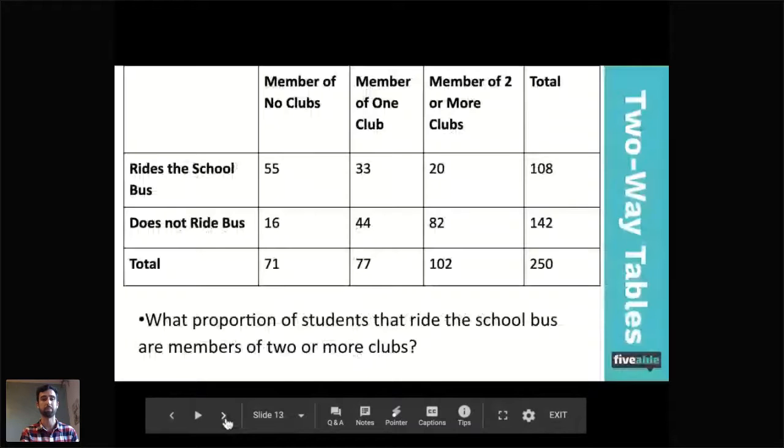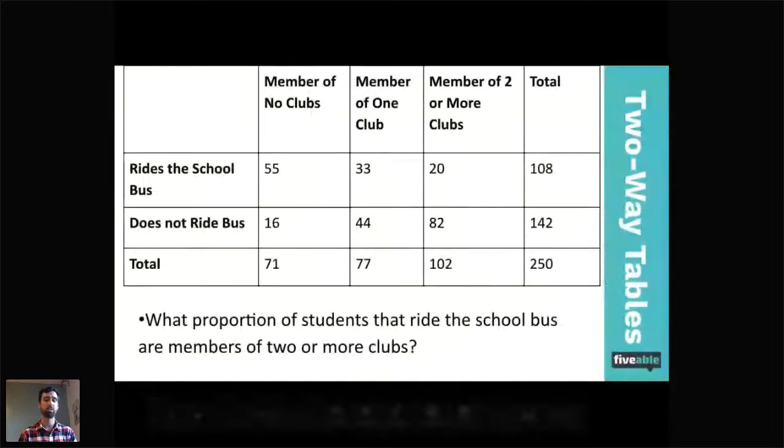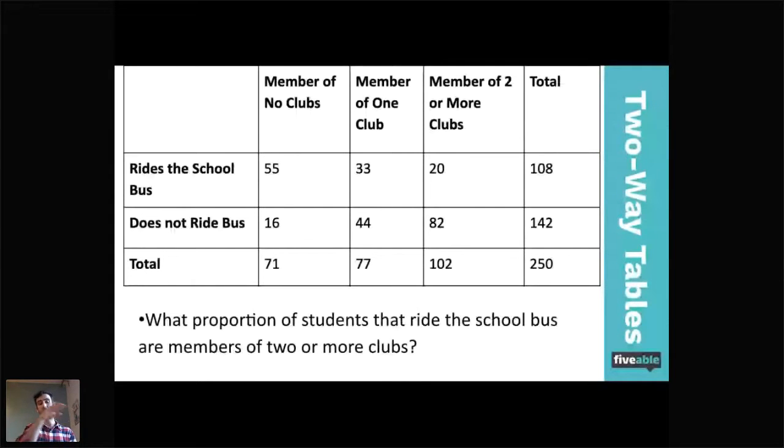Okay, so here's a good example. We have two categorical variables here. One is organized by column, one is organized by row. First, let's talk about the row. So the row is the categorical variable. How do you get to school in the morning? You either ride the bus or you don't. So our row, our one variable, is how do you get to school? You either ride the bus or you don't.